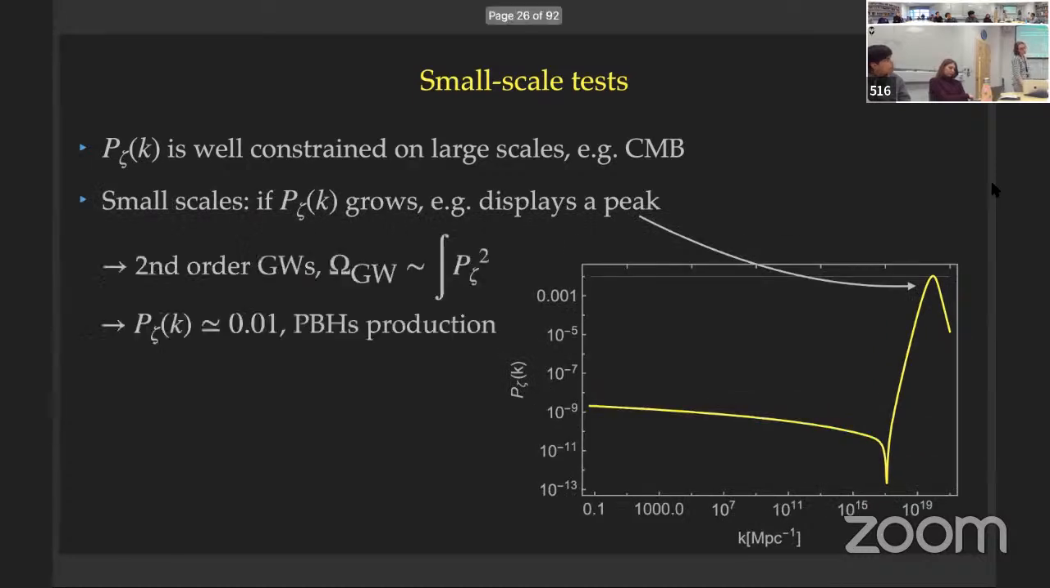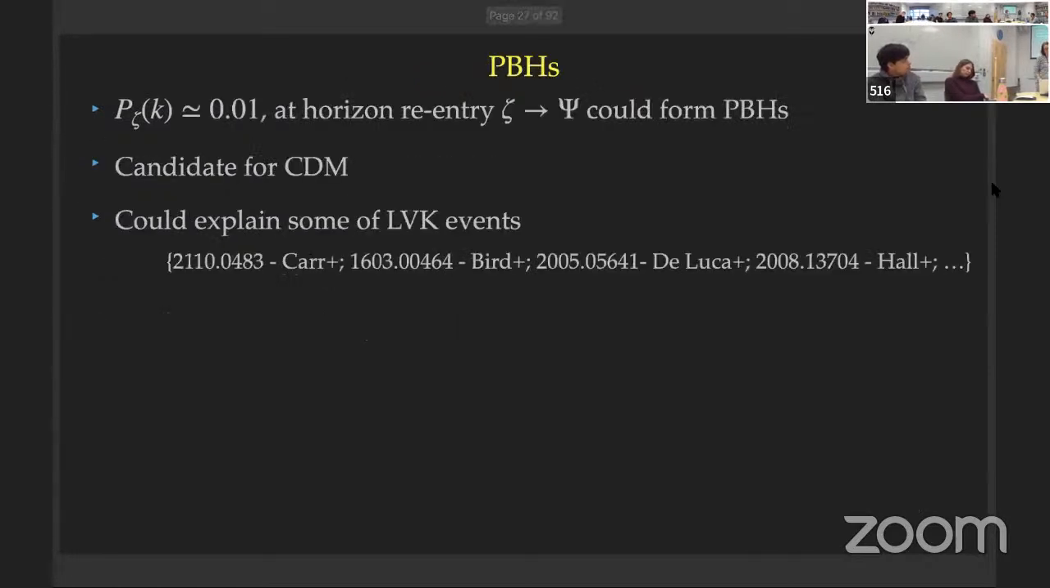So let's consider a situation in which the scalar power spectrum grows and displays a peak. Then we can, in principle, test this in two ways. One is considering second order gravitational waves, that is, gravitational waves produced at second order in perturbation theory. When these large scalar perturbations re-enter the horizon, at second order in perturbation theory they source gravitational waves. So these are not primordial gravitational waves. The other very interesting thing is that if the scalar power spectrum gets to values around 10 to the minus 2 or 10 to the minus 3, then you can have primordial black hole production. So let's look at these two things in more detail.